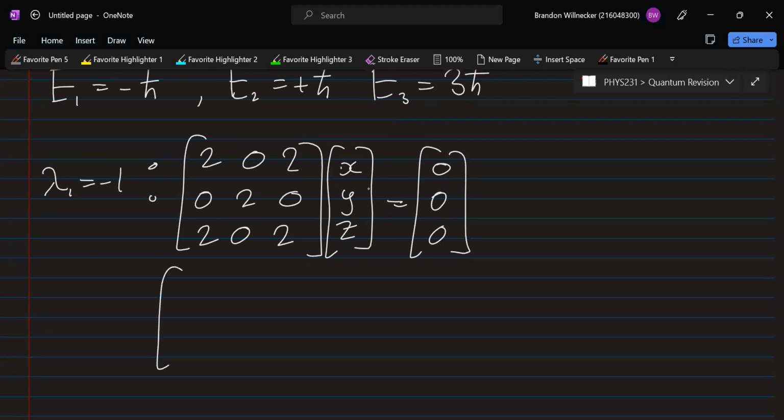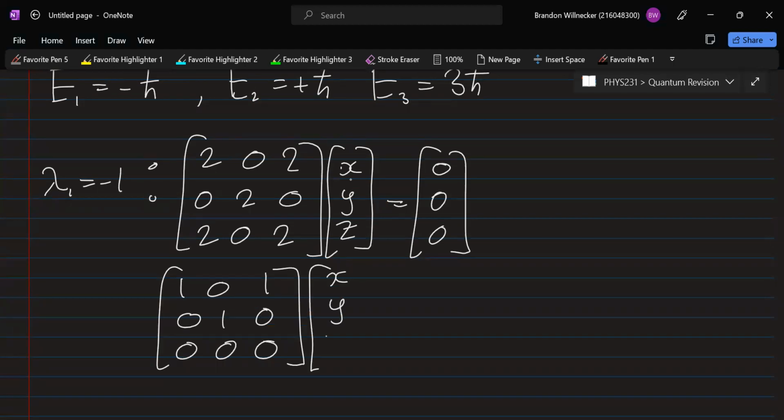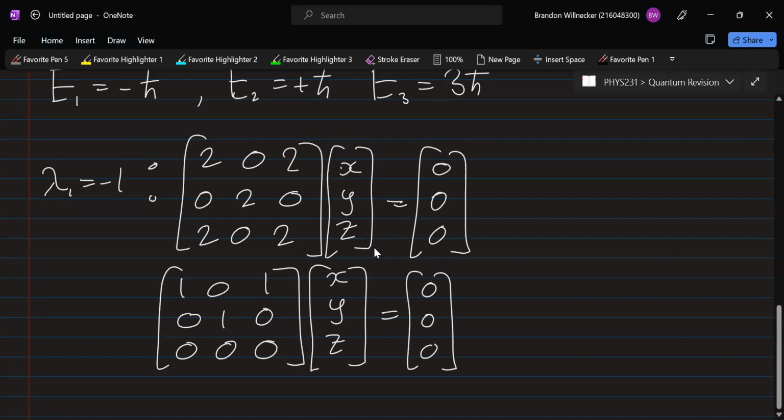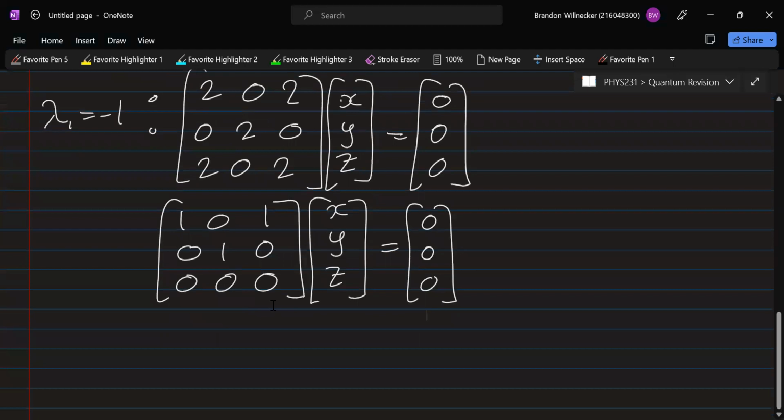Now we can do row operations to simplify this. So we end up with 1, 0, 1; 0, 1, 0; 0, 0, 0 times x, y, z. And this is still equal to 0, 0, 0. Okay, now multiplying this out, we get two equations. x plus z is equal to 0, so x equals minus z. And y equals 0.